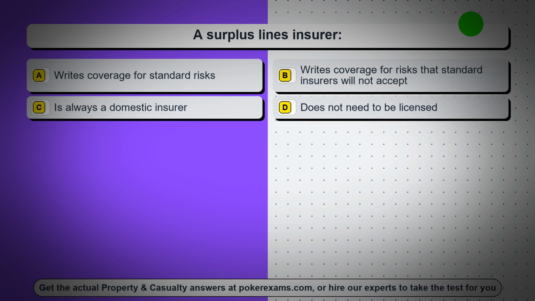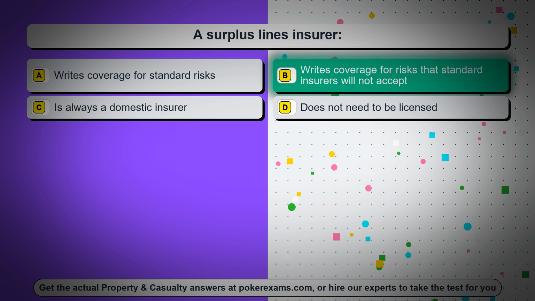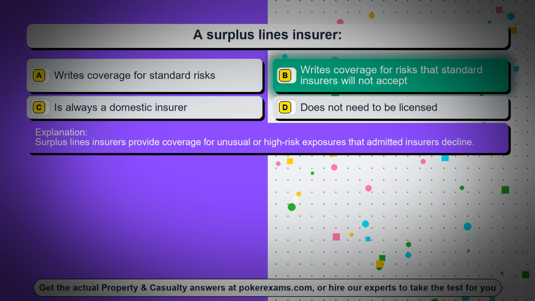Question 46. A surplus lines insurer. Option A writes coverage for standard risks. Option B writes coverage for risks that standard insurers will not accept. Option C is always a domestic insurer. Option D does not need to be licensed. The correct answer is option B, writes coverage for risks that standard insurers will not accept. Surplus lines insurers provide coverage for unusual or high-risk exposures that admitted insurers decline.